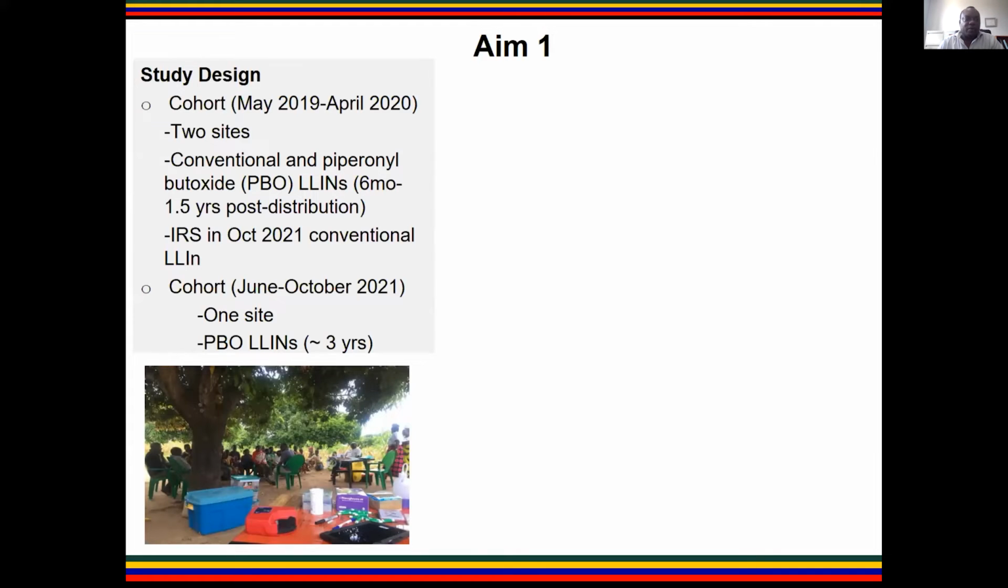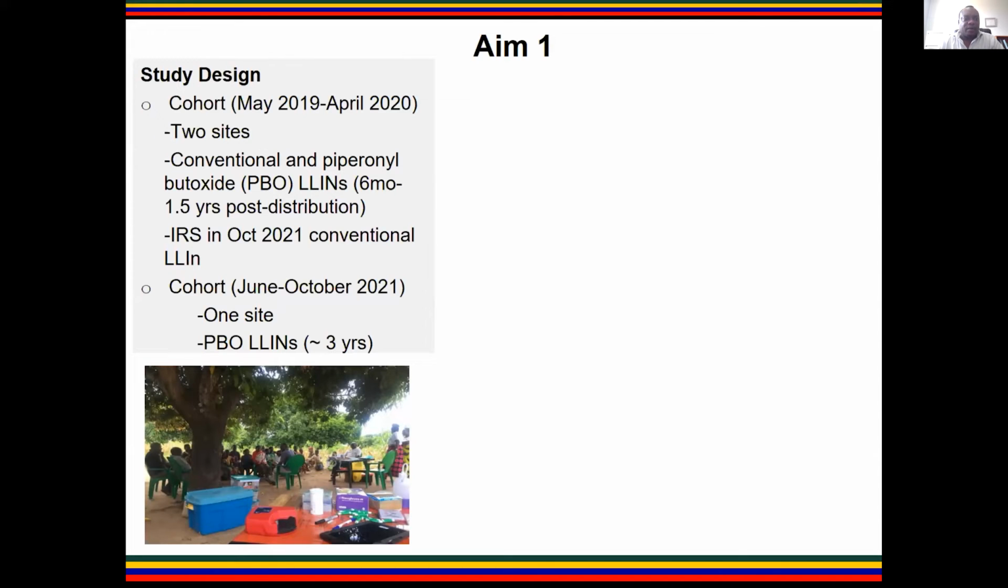And we followed up this cohort. We planned to follow it up for 1 year, but because of COVID outbreak, we had to suspend our follow-up after about 9 to 10 months for some of these participants. So we followed up the cohort when the nets were from 6 months to about 1.5 years post-distribution.